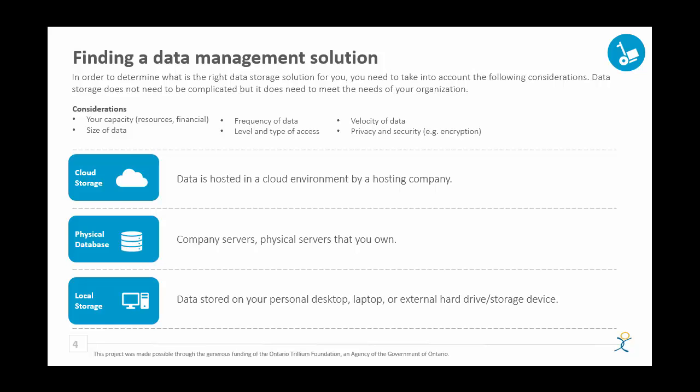An example of a SaaS offering is what you might be using for your email, something like use of MailChimp or Constant Contact. Second type of storage is physical databases. This typically refers to services that your organization owns and manages on-site. And third, we all have data stored locally on our personal computers and external hard drives.